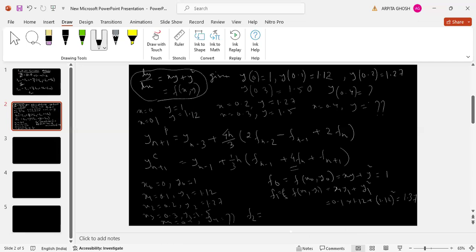Now f2, that is f at the point x2, y2. That means x2 into y2 plus y2 square. So this is your 0.2 into 1.27 plus 1.27 whole square.